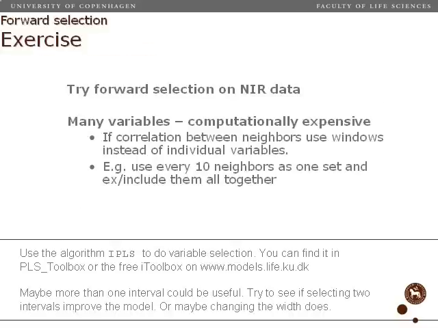Let's try to do forward selection on the beer data. In the beer data we have a lot of variables, 900, and there's a lot of redundancy in these variables. So it makes sense to use windows for selection rather than individual variables. The function iPLS can be used for variable selection.